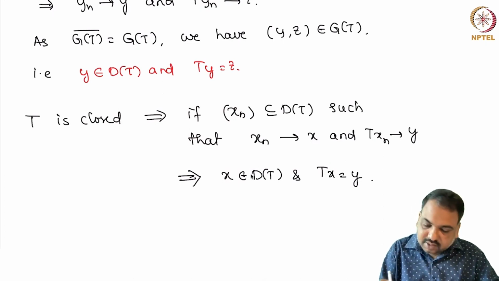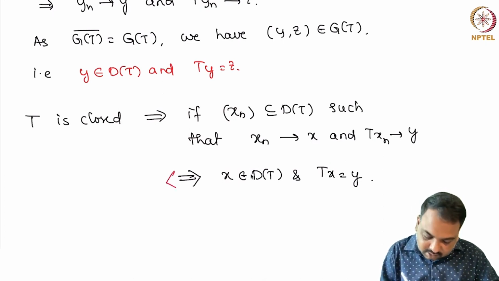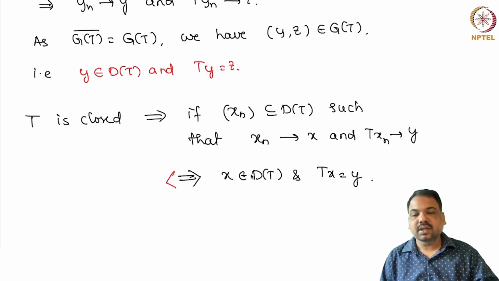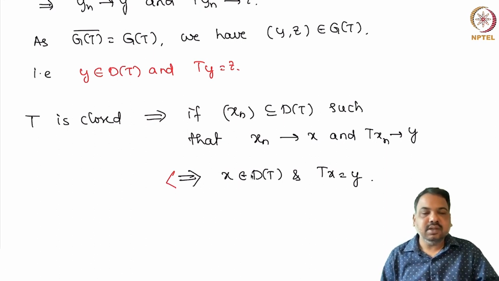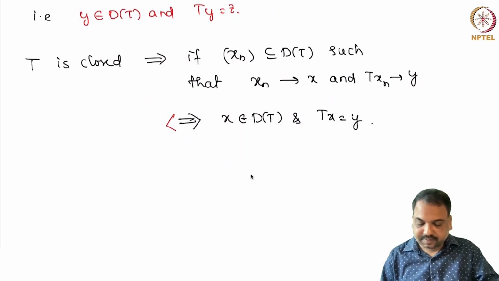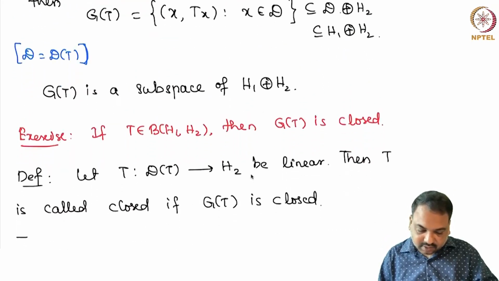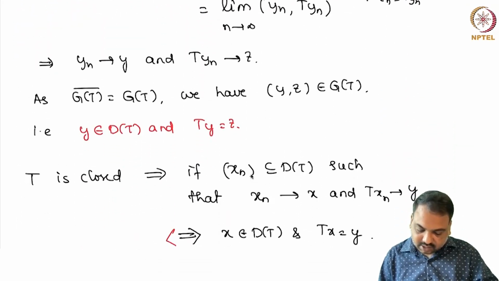In fact, the other way is also true. We can easily check the other way, that whenever we have a sequence xn converges to x and Txn converges to y, implies x is in the domain of T and Tx equal to y, then we can easily show that the graph of T is closed. So what we have concluded is that T is a closed operator if and only if this condition is satisfied.